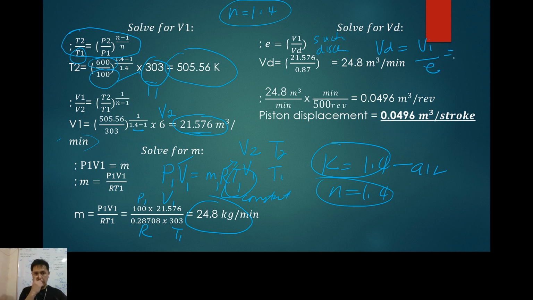What is our V1, mass 1? It is 21.576. So 21.576, that is V1 over efficiency, 0.87. So when you compute that, we will have 24.8 meter cube per minute, no?